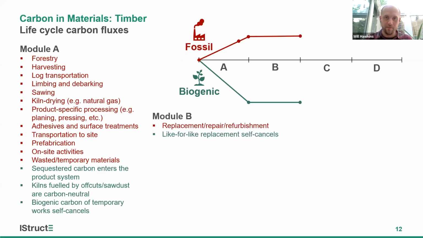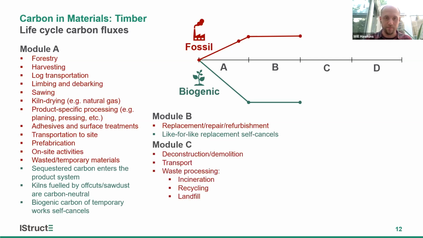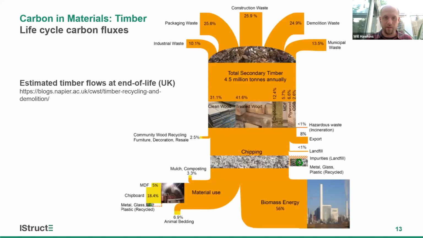In module B, not much happens. We have any fossil emissions to do with replacing, repairing and refurbishing. And similarly with the biogenic emissions, a like-for-like replacement will be self-cancelling in terms of biogenic carbon. And then we get to module C. As for anything else, we have deconstruction, demolition, transportation of waste, and waste processing, which for timber typically involves either incineration for energy, recycling, or landfill. So that gives us a bit of fossil emissions.